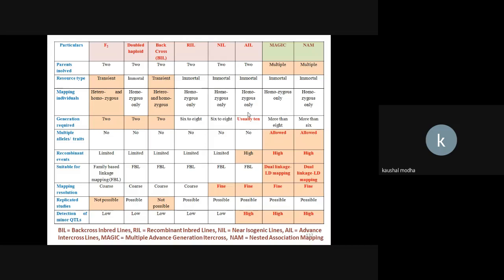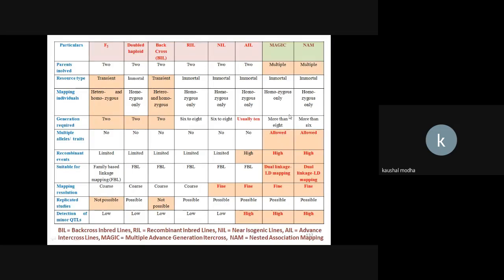So now again the same table I will discuss. I have already gone through the biparental population and the differences between them. When we compare MAGIC and NAM populations with this, if you compare the parents involved, there are multiple parents involved. Resource type is immortal because in both these populations we develop RILs which are highly homozygous. Mapping individuals are homozygous in MAGIC and NAM populations. Generations required: in this we perform crossing and then we follow the RIL development program. So it is about 8 generations required.